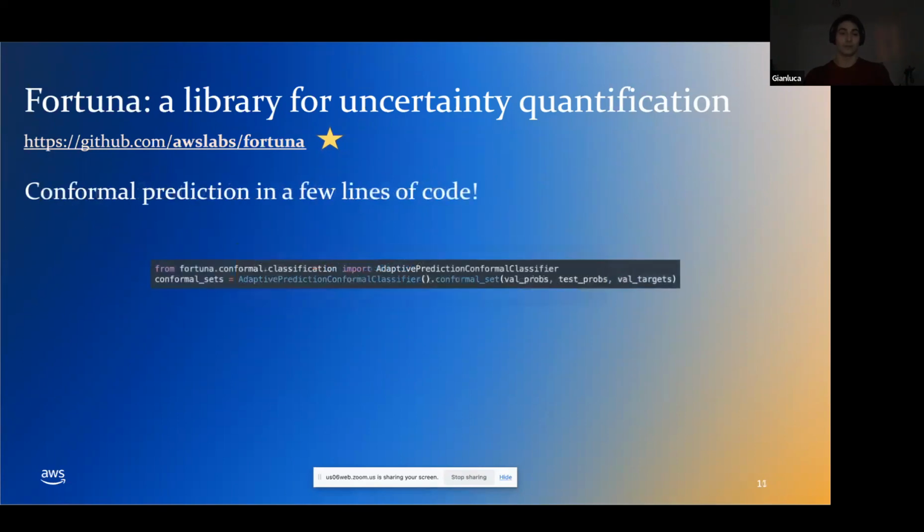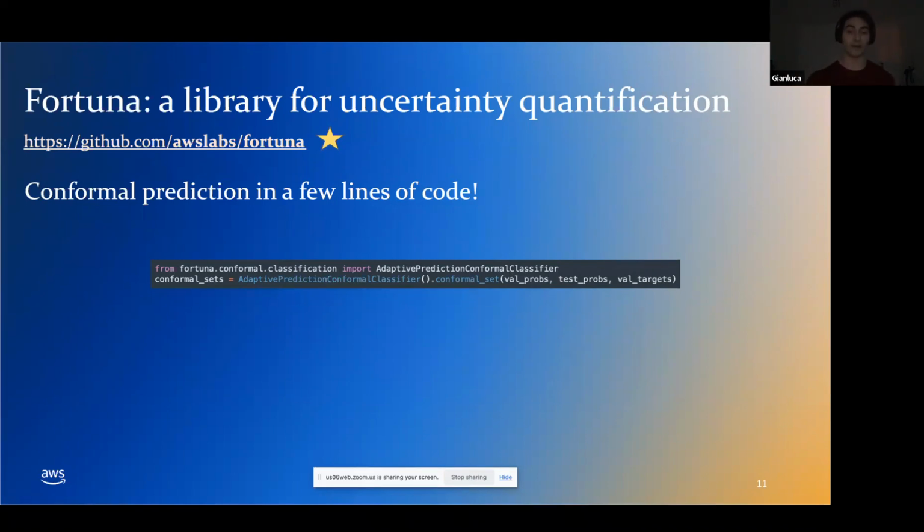Okay, so now I have a last code slide for conformal prediction. Here, you can call directly your method. In this case, we are calling a very classic method. We call it the adaptive prediction conformal classifier. So you just call the method and then do conformal set. You will take the measure of uncertainty that you have in input. So in this case, it is the probability.